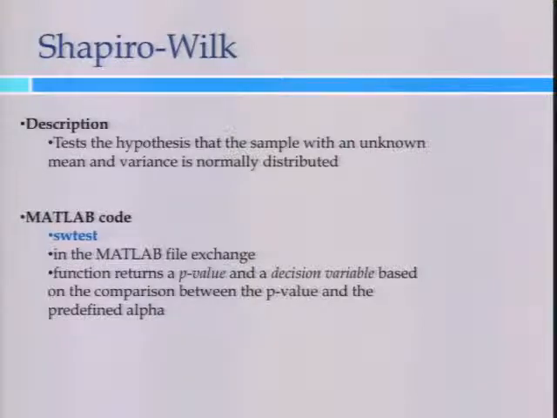So one of the tests of goodness of fit is the Shapiro-Wilk. This tests the hypothesis that a sample with an unknown mean and variance is not significantly different than a normal distribution. And you can use the MATLAB code SW-test, also found in the MATLAB file exchange. The function returns a p-value and a decision based on the comparison between the p-value and a predefined significance level. But the decision, I mean, you can just look at the p-value and see if it's lower than your significance level.